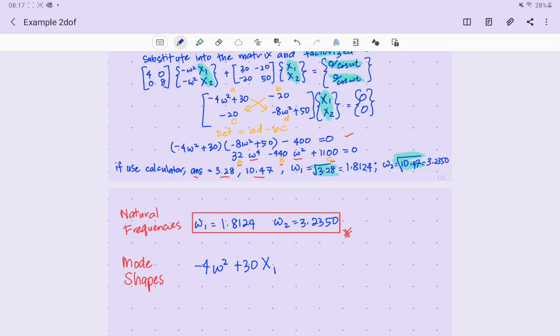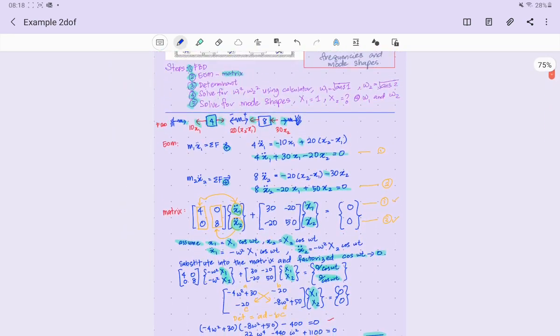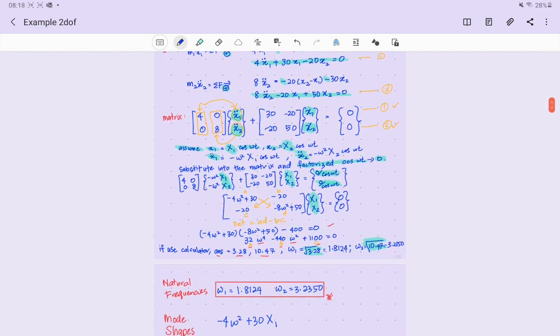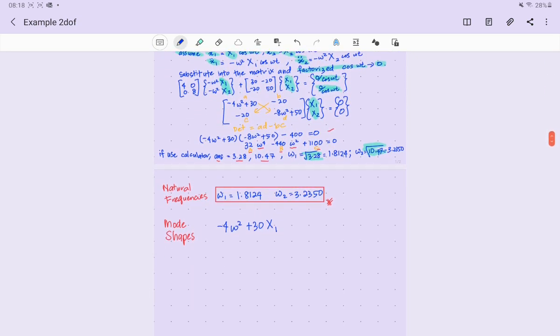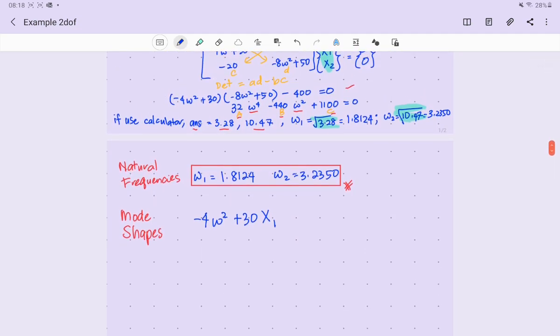We continue with the similar problem. This is part 2 of how you calculate from the simple 2 degree of freedom system. We have calculated the natural frequencies. Now we want to calculate the mode shapes.